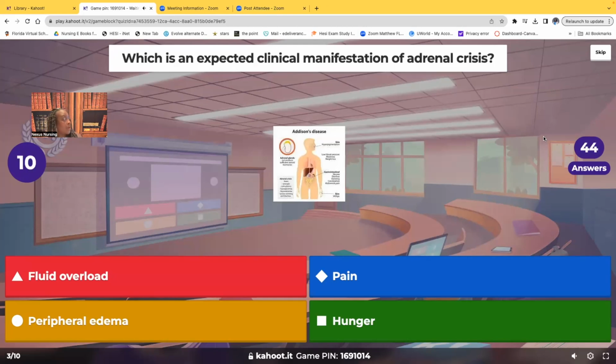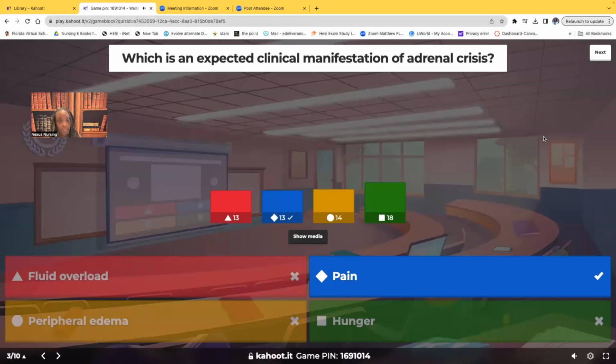Very good. You guys got it right on the live. I see a lot of right answers. Let's see. Wow, most of you guys chose hunger, and pain is the correct answer. So let's talk about this. Not having enough of these adrenal hormones can cause pain. The patient can have headache, they can have abdominal pain, they can even have back pain. Okay, lacking those adrenal hormones will cause pain.